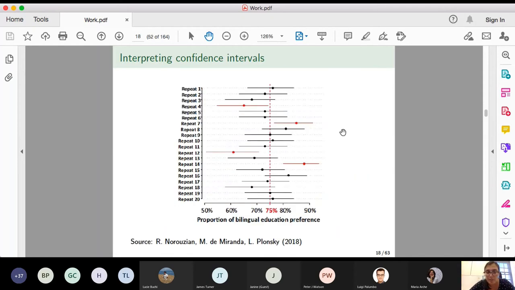Moreover, if you look carefully here, for example, this confidence interval for the 16th sample goes more or less between, let's say, 73% and 89%. And this is a confidence interval that contains the true parameter value. But then there is another good case, the 18th sample, where the confidence interval goes between 58% and 76%. So these two different cases of good confidence intervals that contain the true parameter value almost do not overlap. And they are giving us completely different impressions about what is the real proportion of bilingual preference.